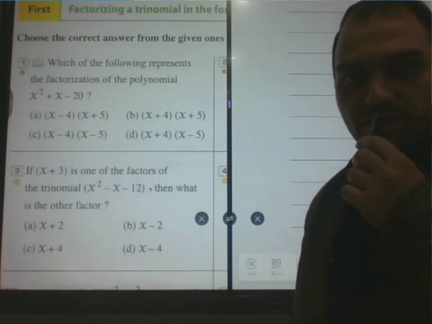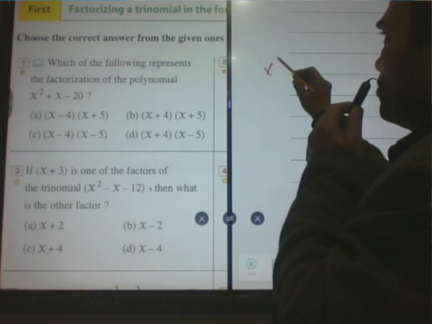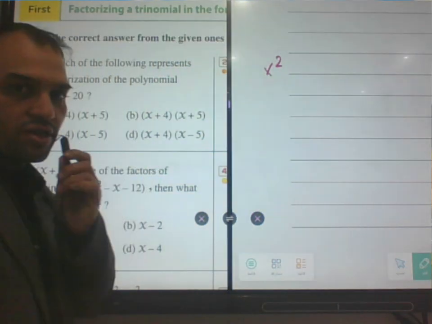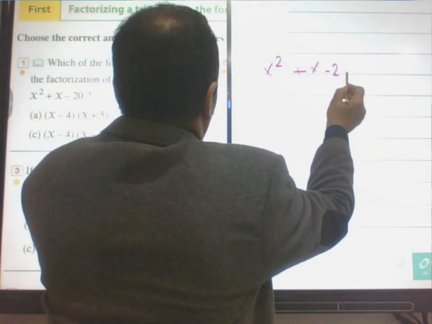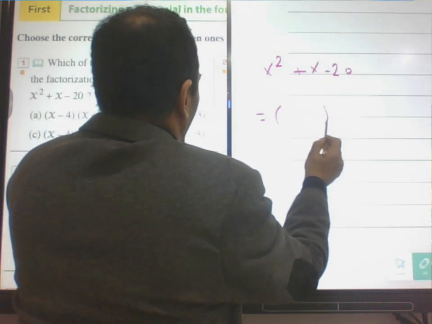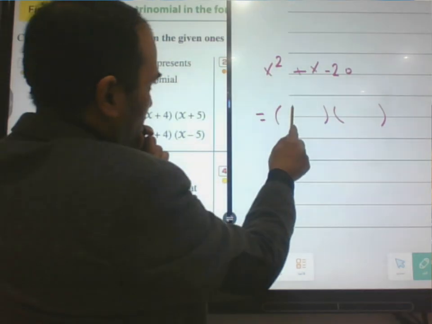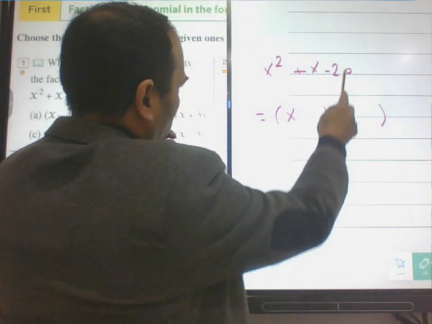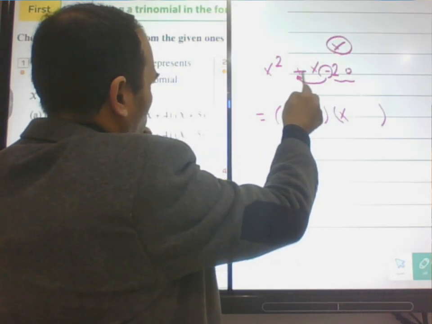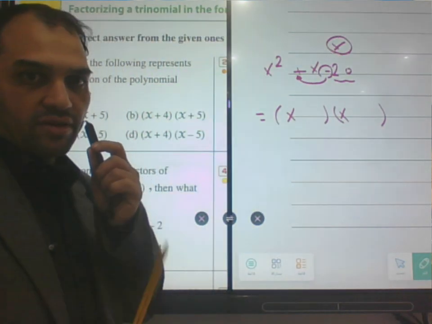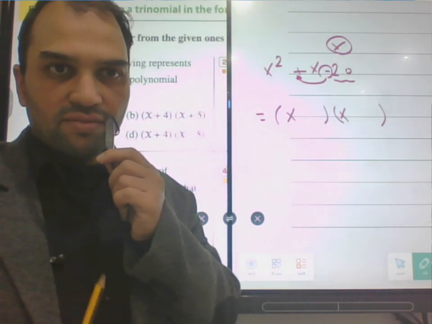We can factorize the expression by opening two brackets. Look here, we have x power 2 plus x subtract 20. X power 2 here is equivalent to x by x, right? We want two numbers, the product of them equals 20 and the difference between them equals 1. Two numbers whose product is 20: 4 and 5, and the difference between them equals 1.